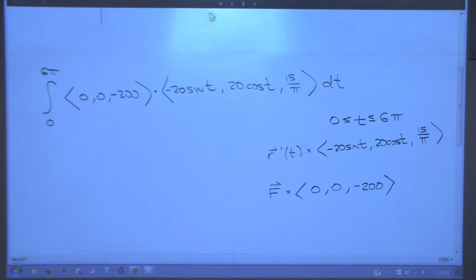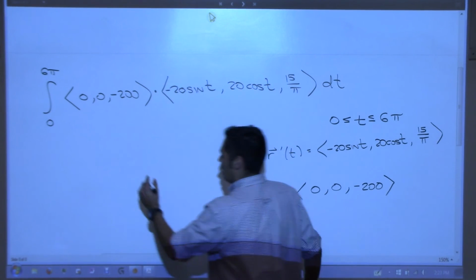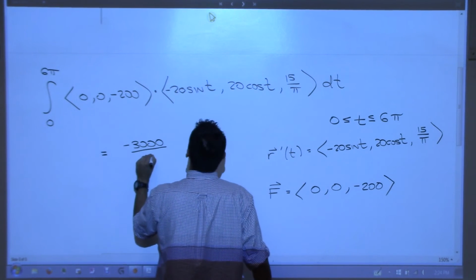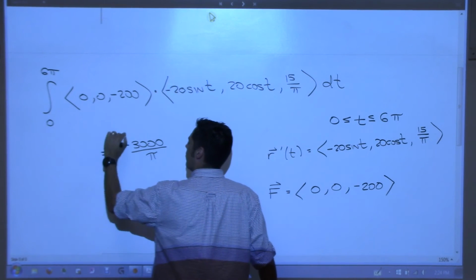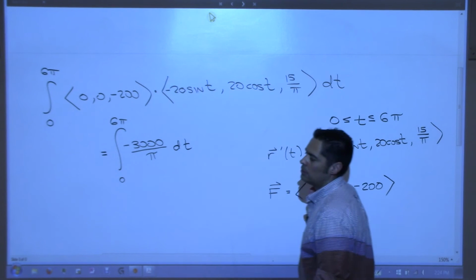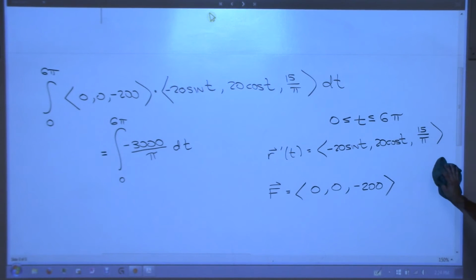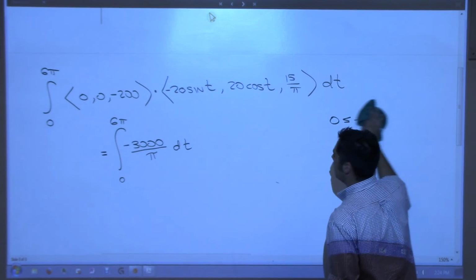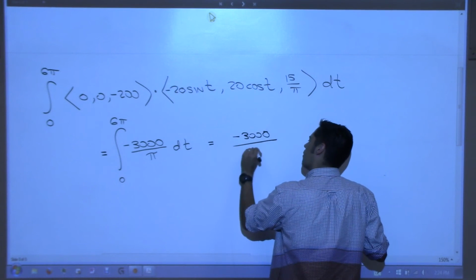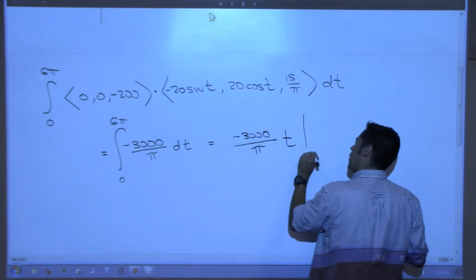And what do you get? Negative 3,000 over pi. I'm integrating that from 0 to 6 pi dt. And this just becomes negative 3,000 over pi t evaluated from 0 to 6 pi.